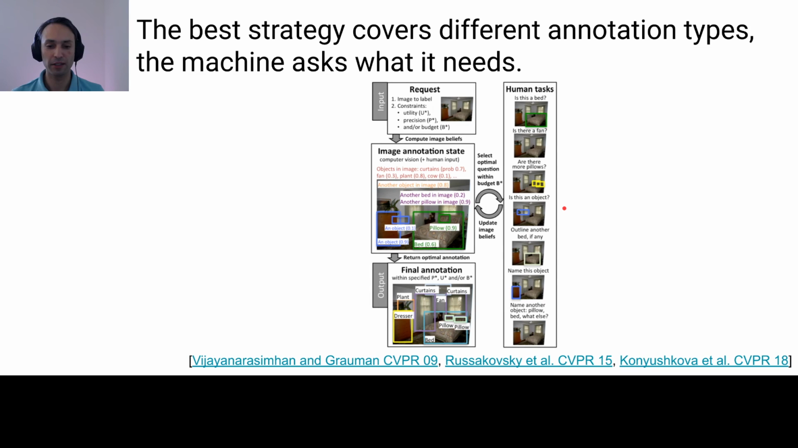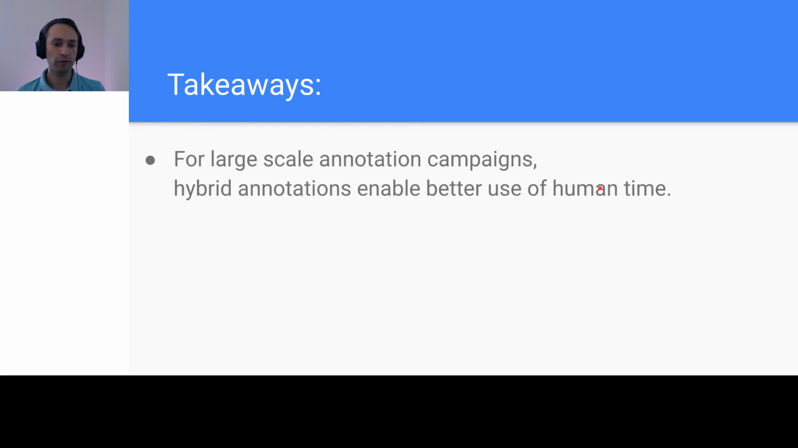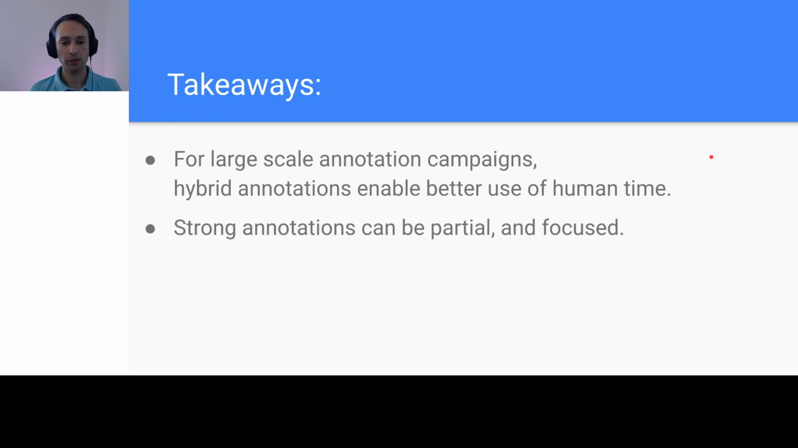So that's about the time we had today. Let's discuss some takeaways. First off, if you're going to have a large annotation campaign, it seems to me that a hybrid annotation strategy, where you have some weakly supervised and some less weakly supervised or partial full supervised annotations, is the better use of human time. As we scale up the annotation campaigns and processes, this is likely to become a more and more common practice. Similarly, if you're going to do strong annotations, please keep in mind that these don't need to be dense and full. They can be partial and focus on whatever the machine suggested to focus on.